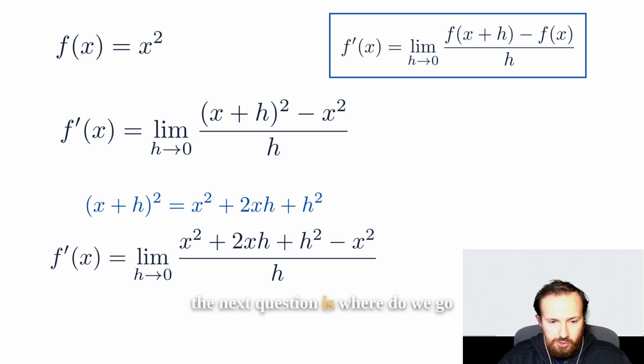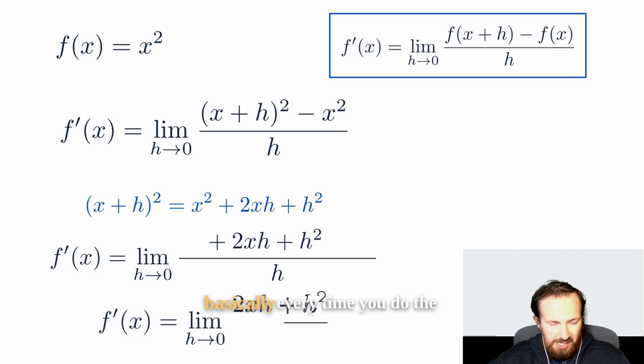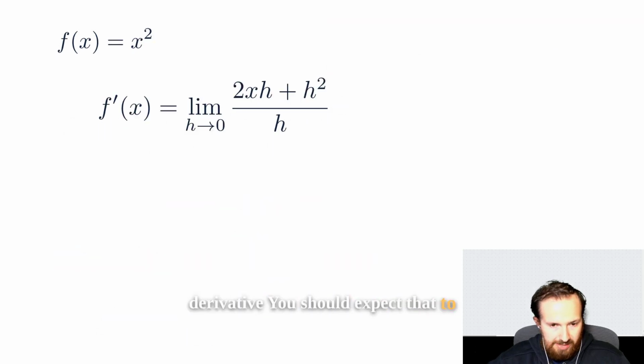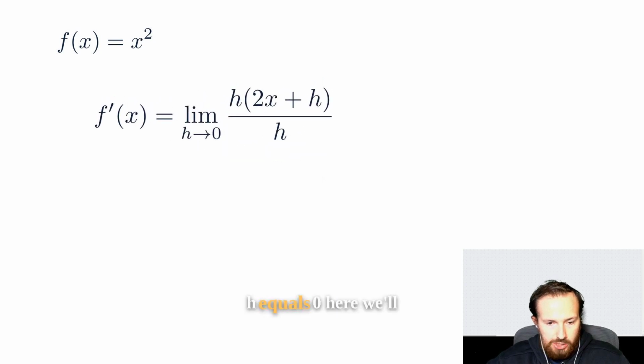And now the next question is, where do we go from here? Well, if you're simplifying, hopefully it's clear that x squared and negative x squared actually cancel out. And this should happen basically every time you do the derivative. You should expect that to happen. So after we do that, we're going to be left with 2xh plus h squared over h. Now again, the problem with this limit is that if we plug in h equals 0 here, we'll still get 0 over 0. So we're not quite done with that yet.